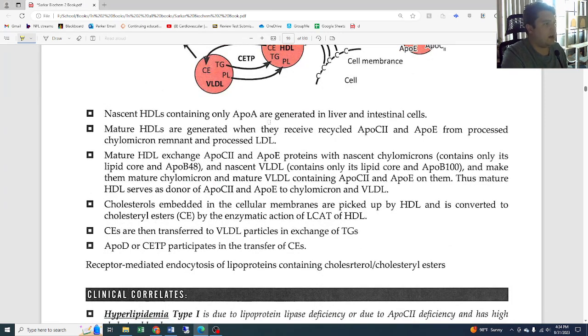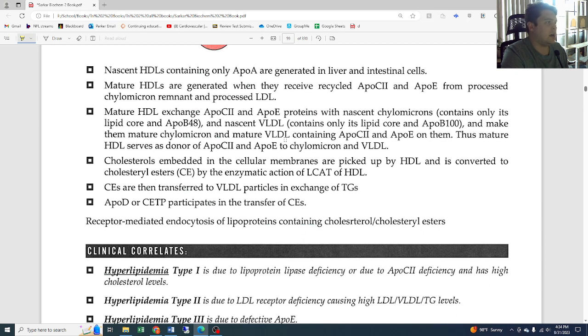Nascent HDLs containing only apoA are generated in the liver and intestinal cells. Mature HDLs are generated when they receive the recycled apoC2 and apoE from the processed chylomicron remnants and the processed LDLs. Mature HDL exchange apoC2 and apoE proteins with the newly formed chylomicrons, which contain only their lipid core and the apoB48, and the newly formed VLDL, which only contains its lipid core and apoB100, and make them mature chylomicron and mature VLDL containing that apoC2 and apoE on them. Thus, mature HDL serves as the donor of the apoC2 and apoE to chylomicron and the VLDL.